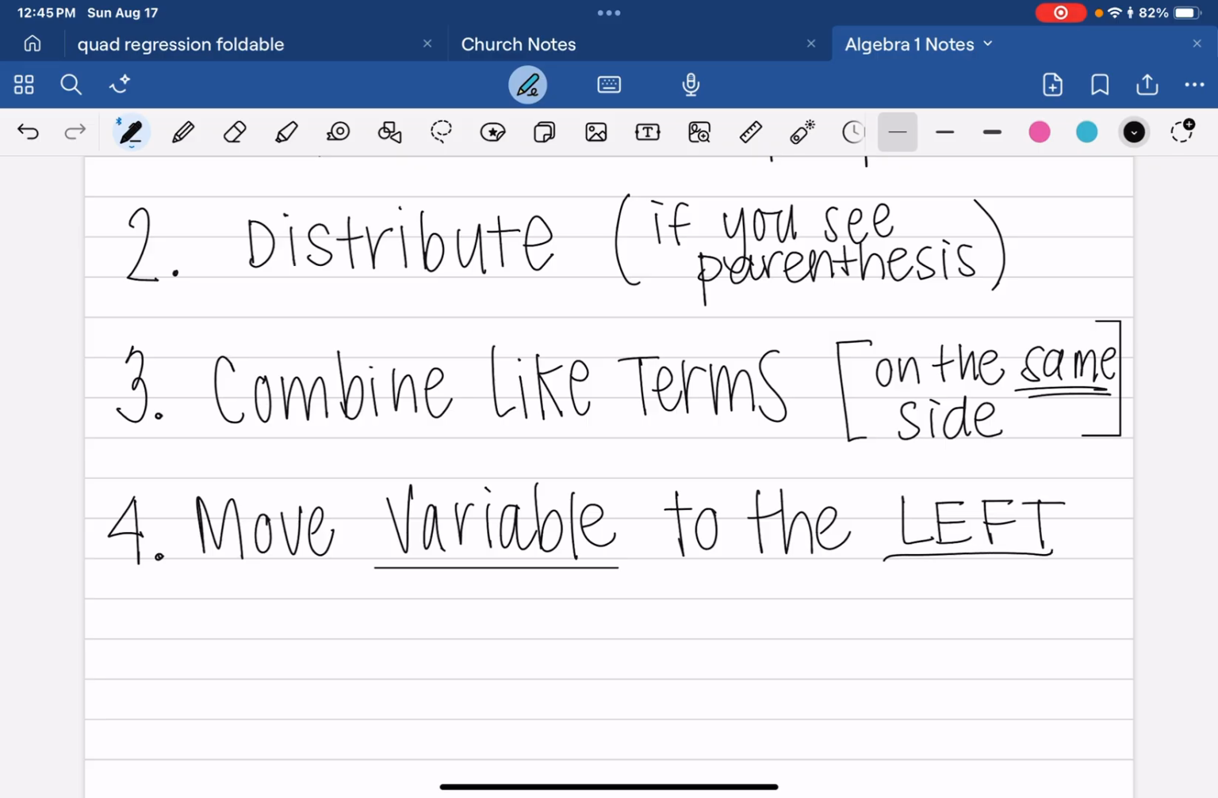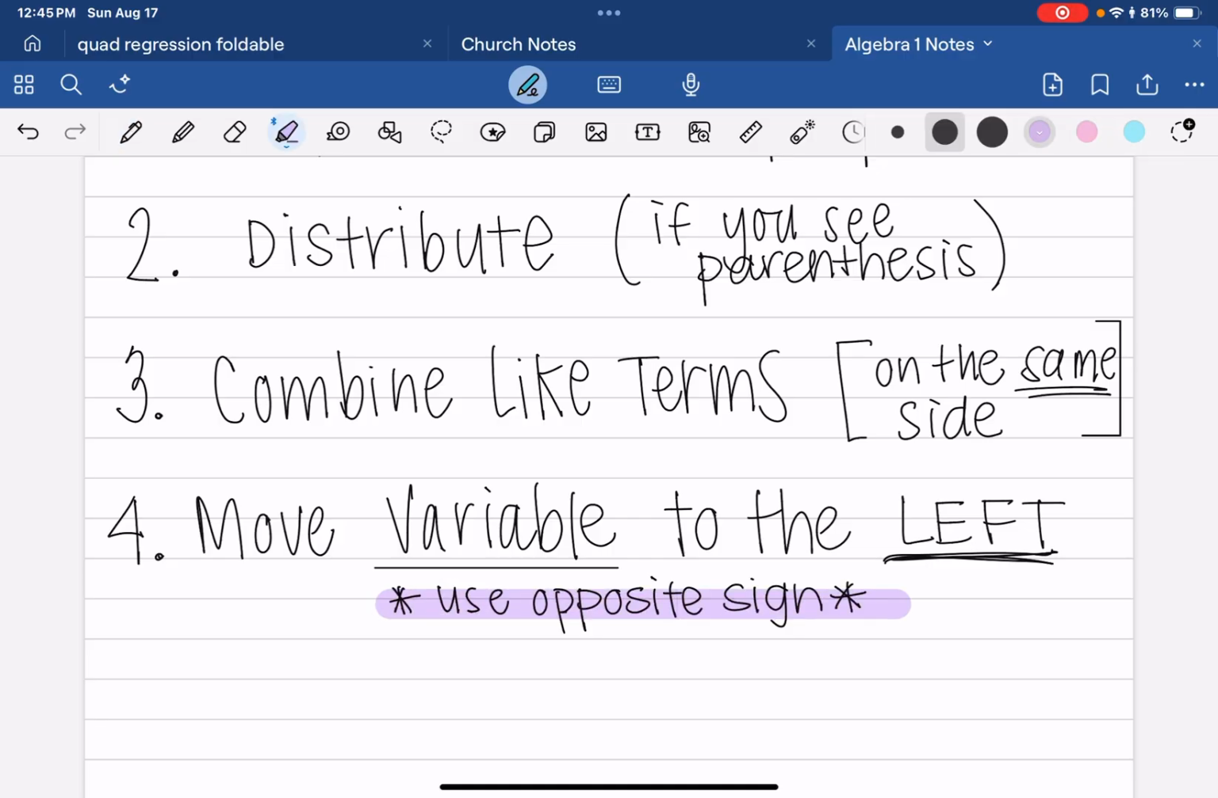Okay, so again, these are things that can only be done if we have an equation. So we have a left side and a right side. When we move our variable to the opposite side of the equation, we have to use the opposite sign. So when we move something to the left or to the right, we have to use the opposite sign.